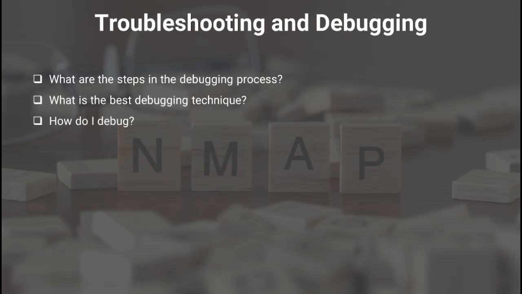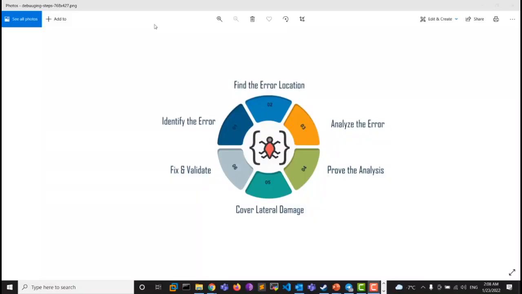So what are the steps? The different steps involved in the process of debugging are in the following slide. First of all is identify the error, to find out what our problem is exactly, which line exactly. Then find the error location. At the third level is analyzing the error: why is it happening and why was it wrong? And then prove the analysis and cover the lateral damage, and at the end we're going to fix it and make sure it works correctly.